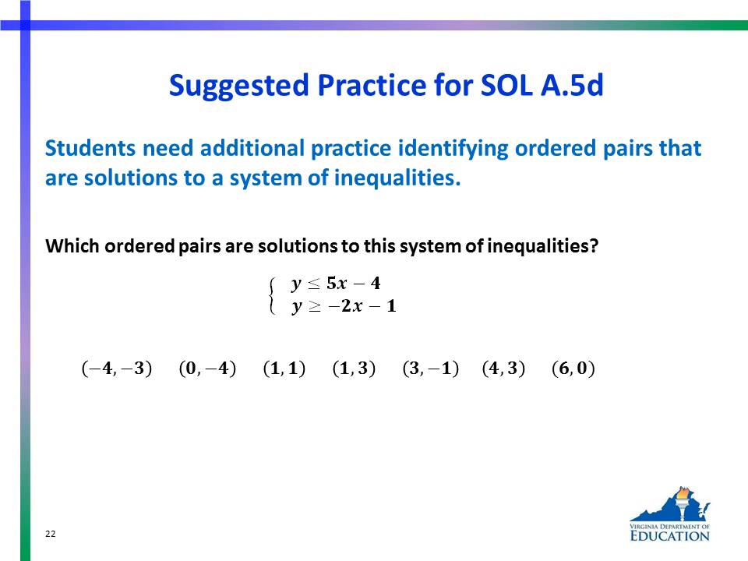For SOL A.5d, students need additional practice identifying ordered pairs that are solutions to a system of inequalities. Students do well when selecting solutions from a graph or when asked to shade the region of the graph that is the solution to the system of inequalities. They do not do as well when they have no visual representation of the system. The answers to the example are shown on the screen.